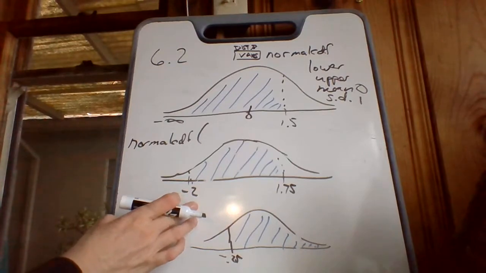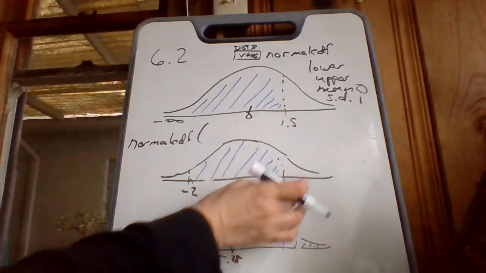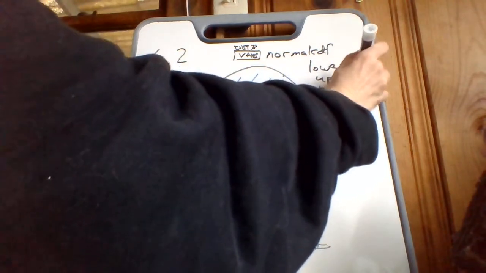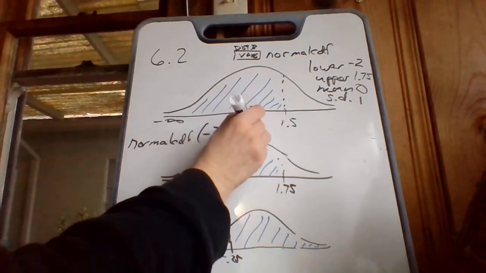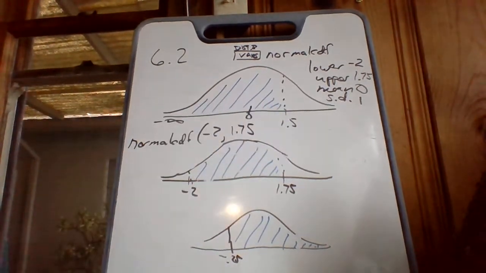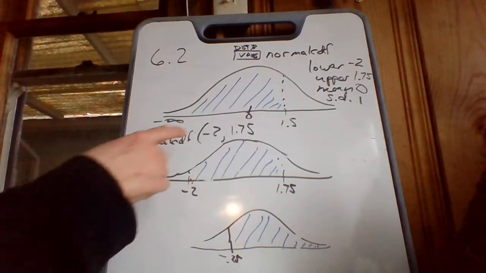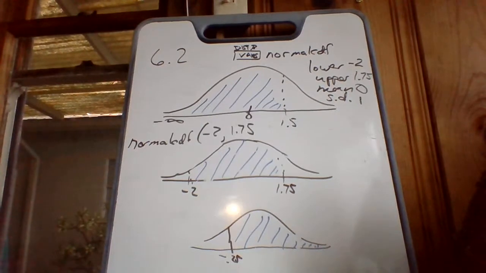I start at -2 and I go to 1.75. Lower is -2 and upper is 1.75. Okay, and make sure to use the negative button. Every time you find yourself saying negative, use the negative button. That's -2, not minus 2. So you want to make sure to do that.